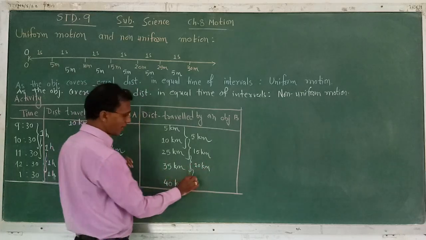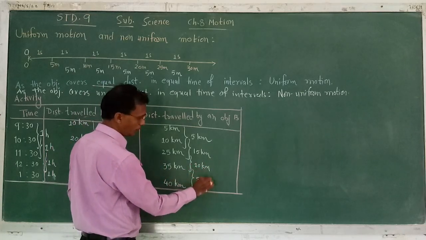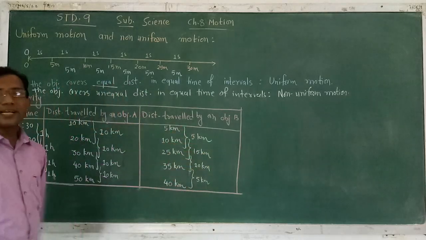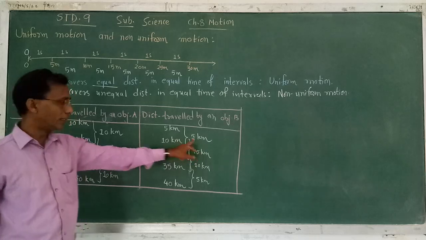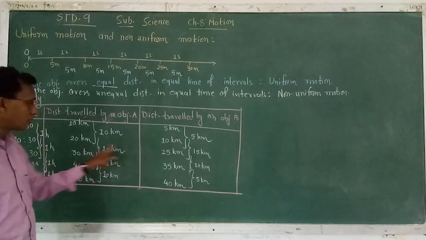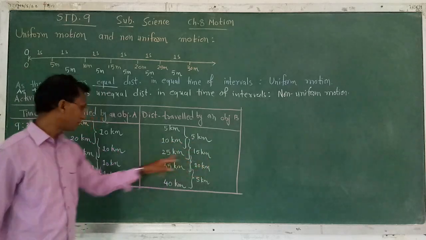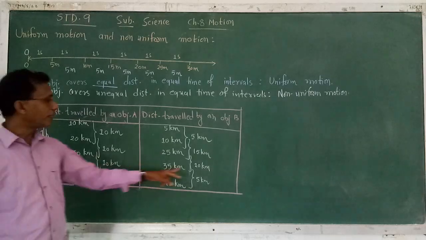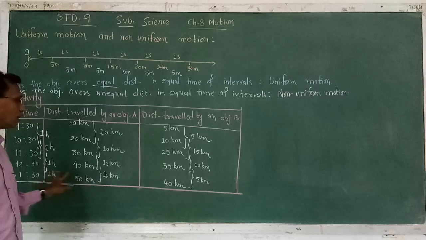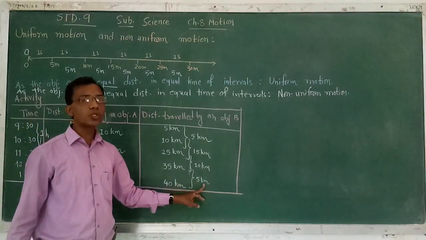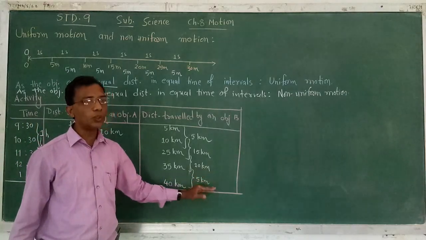40 minus 35, 5 km. So observe the data here. In the first 1 hour, it covers a distance of 5 km. In the second 1 hour, it covers a distance of 15 km. In the third 1 hour, it covers only 10 kilometers. And in the fourth 1 hour, it covers a distance of only 5 km.